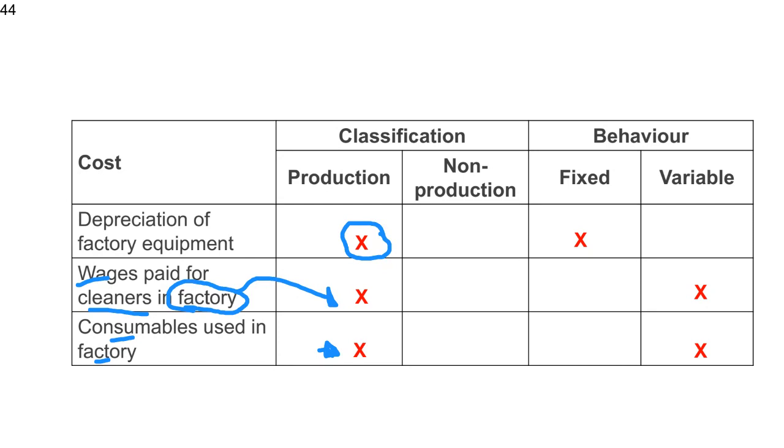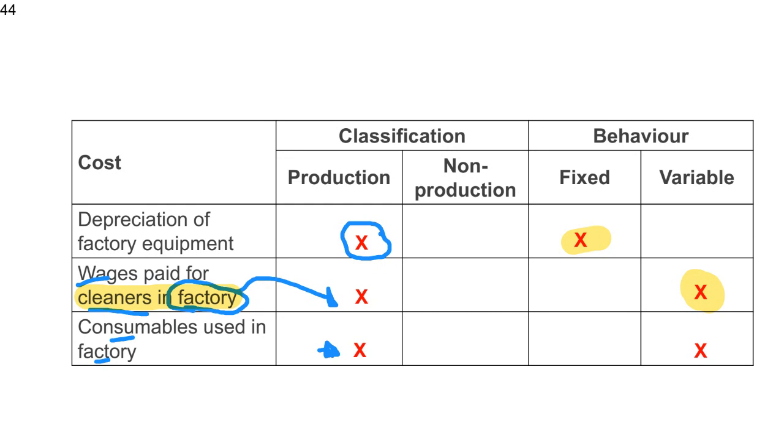So you say 10% every year, or however you decide to calculate it. But it's based on time as opposed to production, right? So then it's fixed. Wages for the factory cleaner. The question that we need to ask ourselves is, if we produce more, will the factory be more dirty? And the answer is probably yes, it will be more dirty. So we will need more of the cleaner's time.